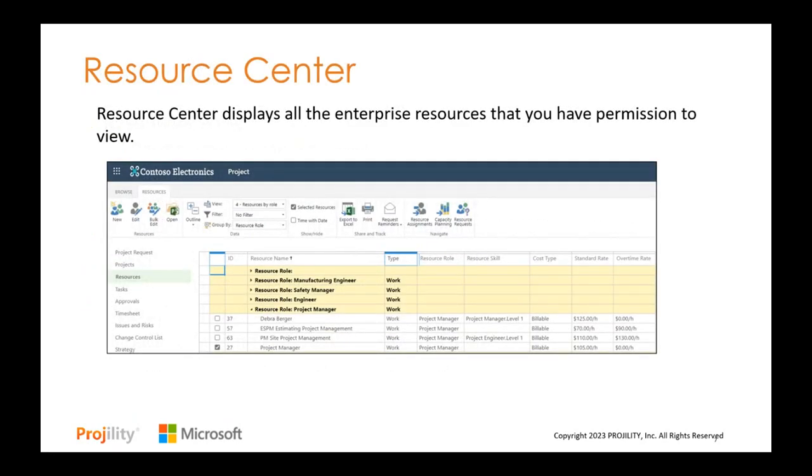So the starting point of our resource journey is Resource Center. This is where you can display all of the enterprise resources that you have permissions to view. Different views, different metadata can be captured about them here. But for our purposes today, this is also where you can edit their assignment information. The assignment information is how will Project calculate their assignments, how will it schedule their tasks, and, importantly, how will it calculate when they are over allocated.